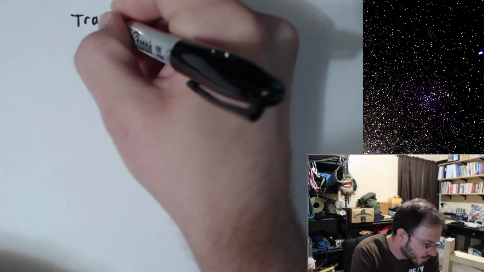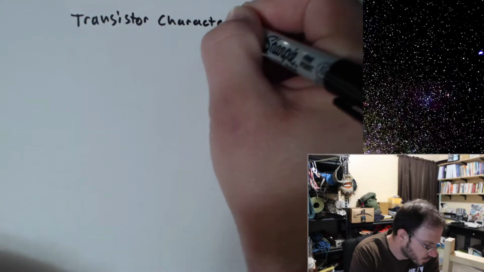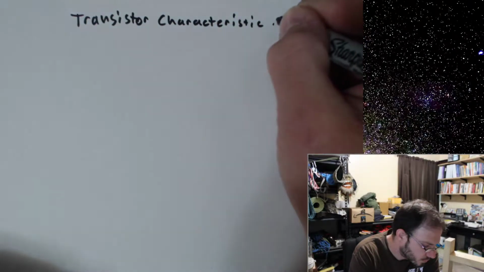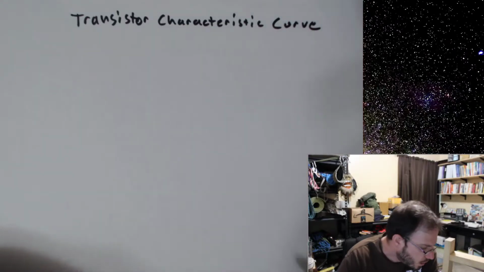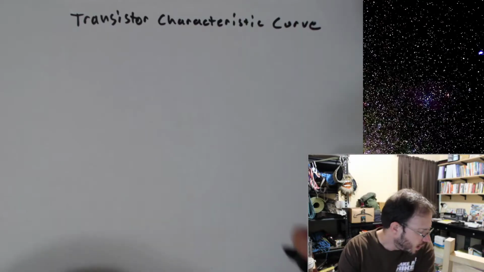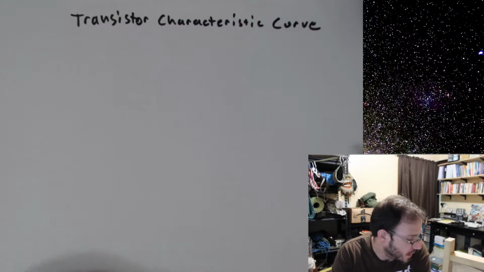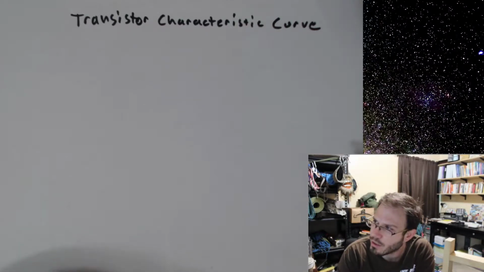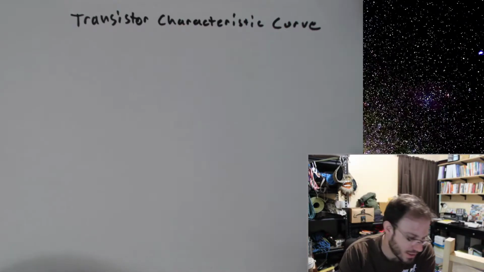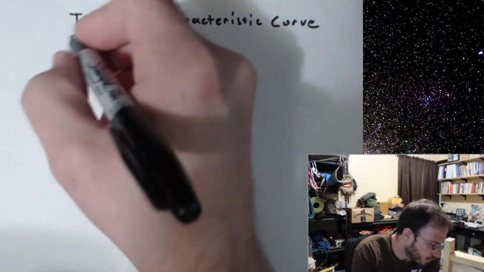Okay, so the transistor characteristic curve. What we're going to do is try to relate the voltage between the collector and the emitter, the collector current, and the base current. Those are our 3 values we've been really interested in when analyzing any transistor circuit, and we referred to this as the operating point.